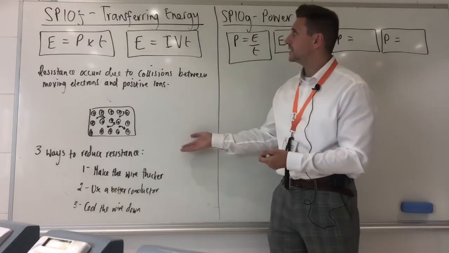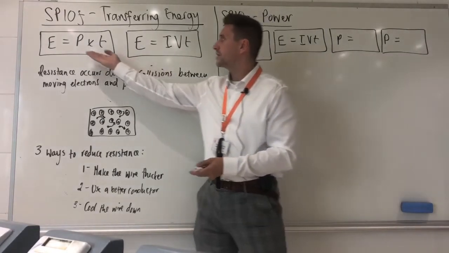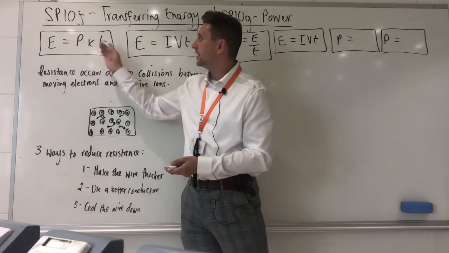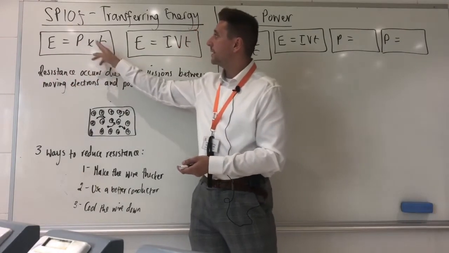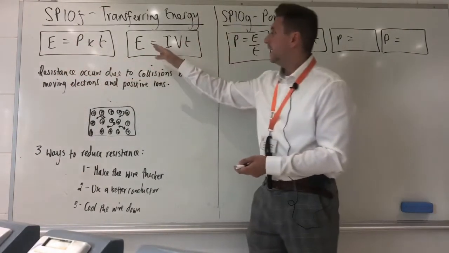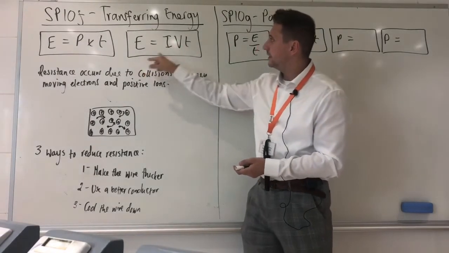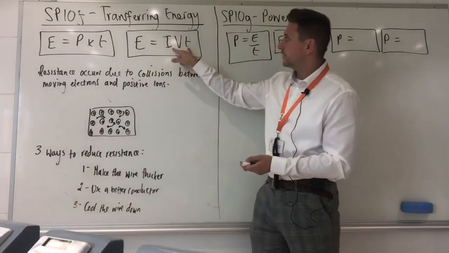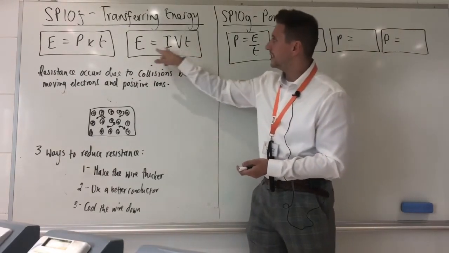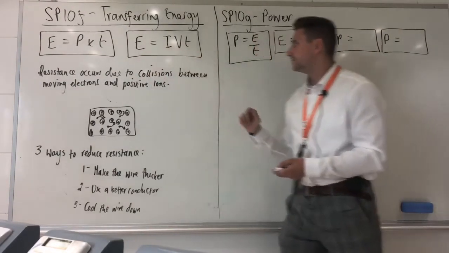Okay, so that's all you need for 10F. Obviously rearranging these equations as well. For P equals energy divided by time, time equals energy divided by power, and the same in this one. If we want I, it's E divided by VT. If we want V, it's E divided by IT, and if we want T, it's E divided by IV.